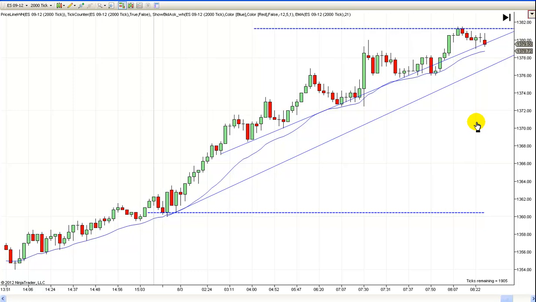So that's how I'm evaluating my price. I know I'm looking for a trend entry, but there could be some other entries. This might turn out to be a big trading range today.